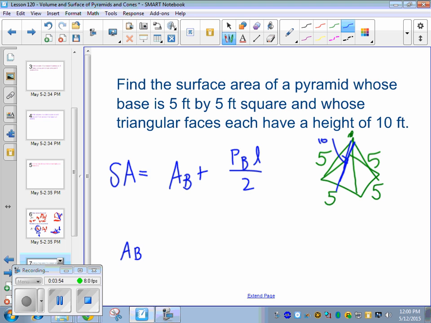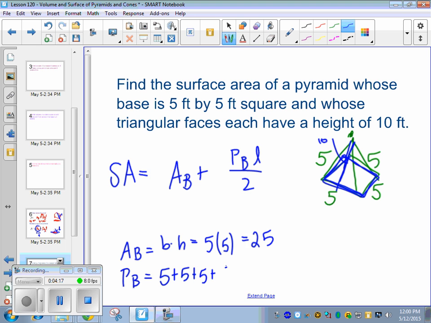So for area of the base, we need the formula base times height, and we would plug in what? Okay, 5 times 5, so my area of the base is 25. And then for perimeter of the base, what would we add up? 5 plus 5 plus 5 plus 5. So the perimeter of the base is 20. Then we're just going to substitute it in.